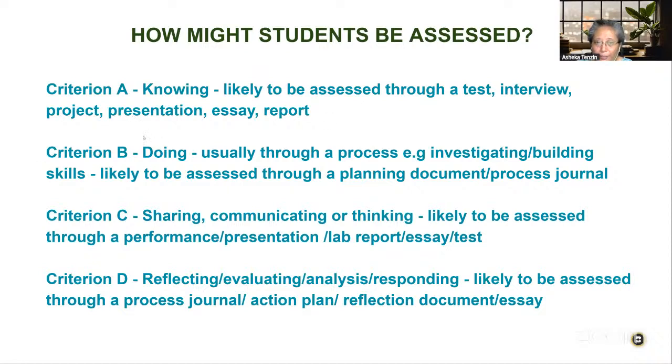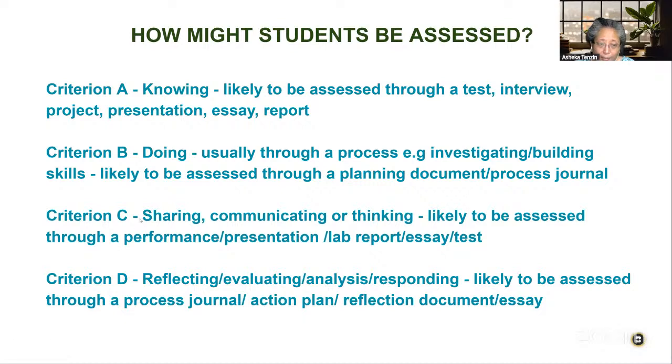Criterion B is about doing, the skill of doing, usually through a process, investigating, building skills, where you can be assessed through a planning document or a process journal. So if it is design or art, then the students use a process journal and a planning document. Even in a lab report, you plan, right? How you're going to do the lab.